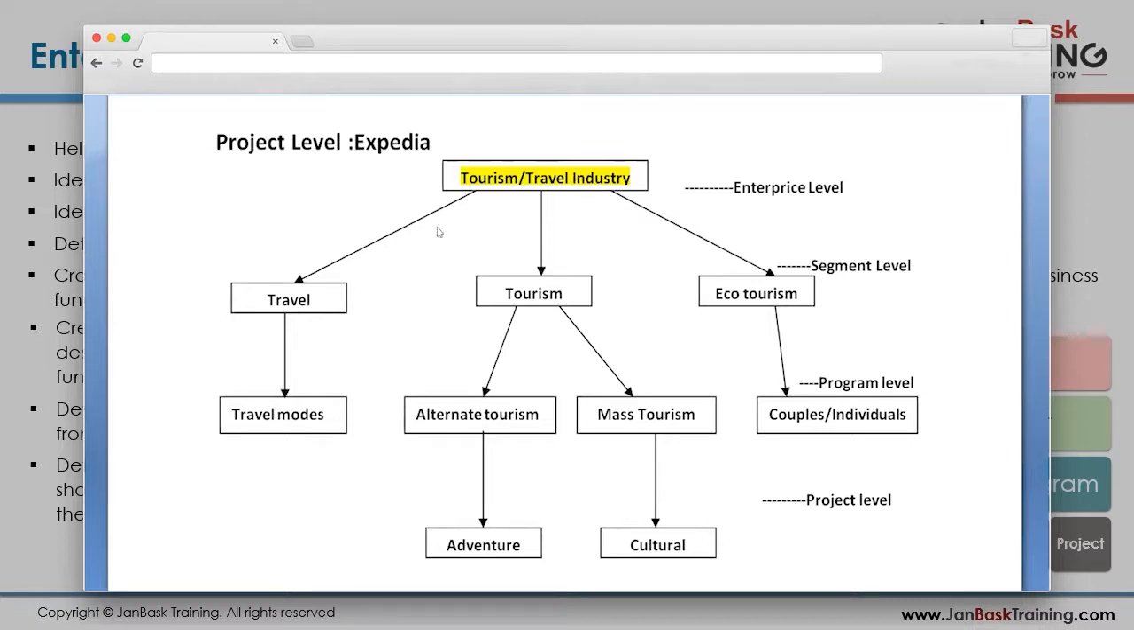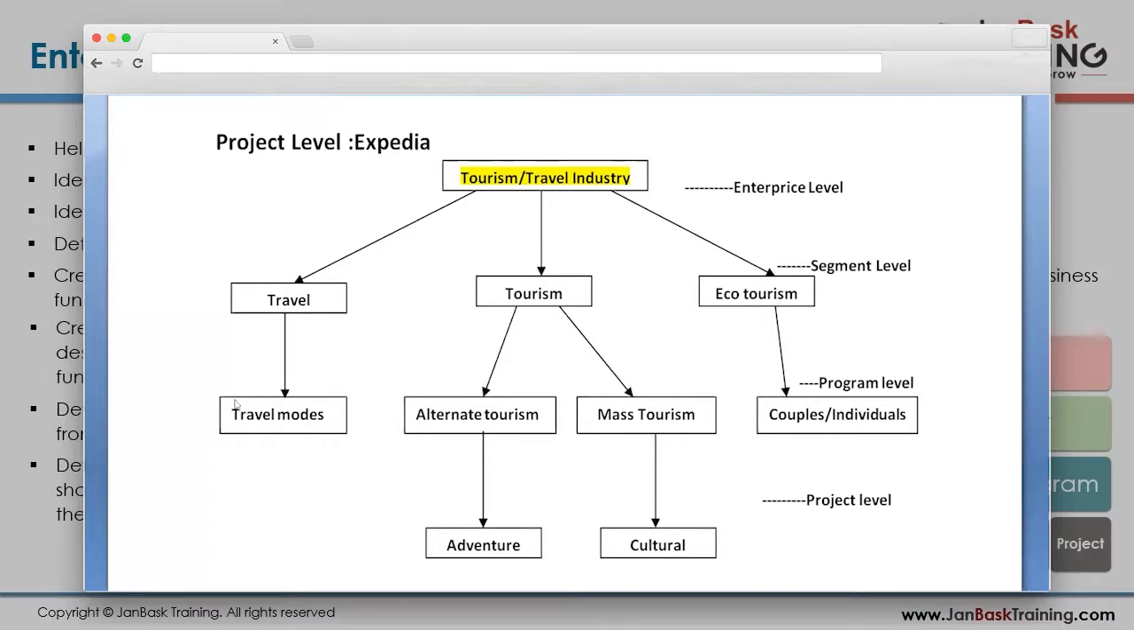The travel industry is further divided into different segments. This is the segment level layer: this industry has one big domain of travel, another of tourism, and the third is ecotourism. That is your segment level approach. Now moving on to the next, we have the program level approach. Under travel, we have certain programs going on, like one related to travel modes, any sort of travel, such as traveling from one country to another due to religious activities or other travel constraints.